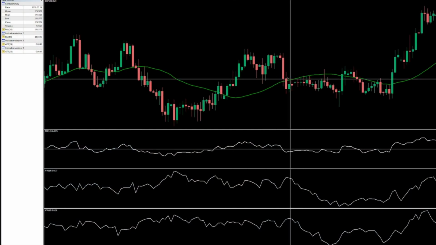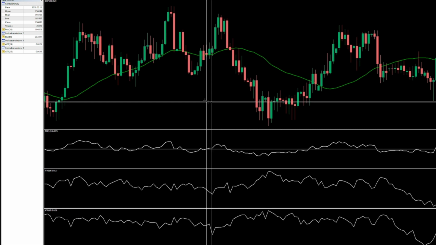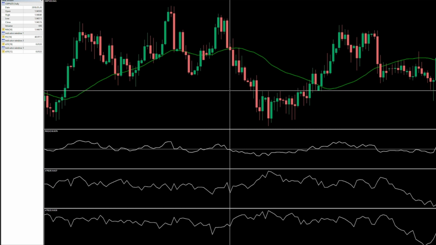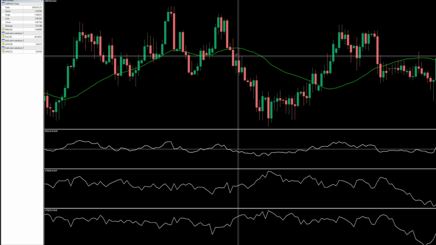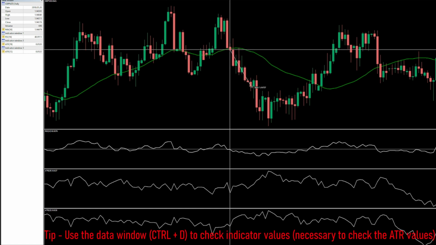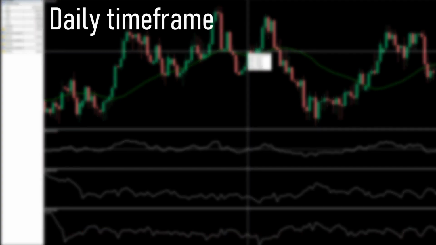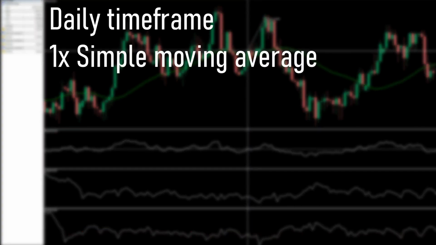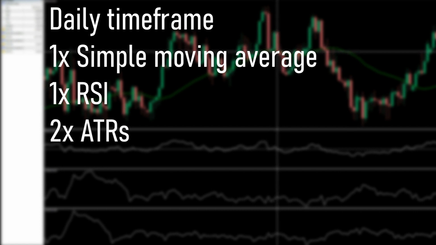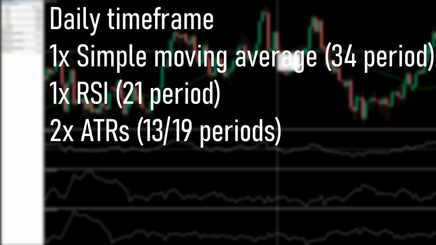So this time I struggled a lot with making an algorithm that was good enough. Many algorithms almost made it all the way through my testing process, but failed at the last step. I did eventually though end up with an algorithm that was acceptable. This algorithm trades on the daily time frame and consists of one SMA, one RSI, and two ATRs. Periods should be on the screen and in the spreadsheet.